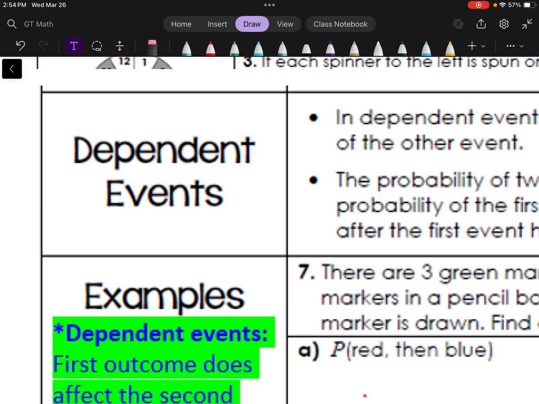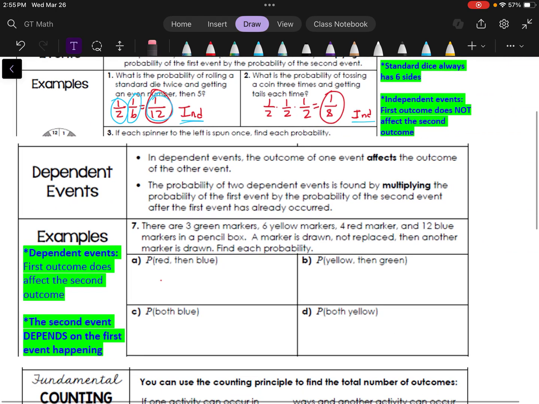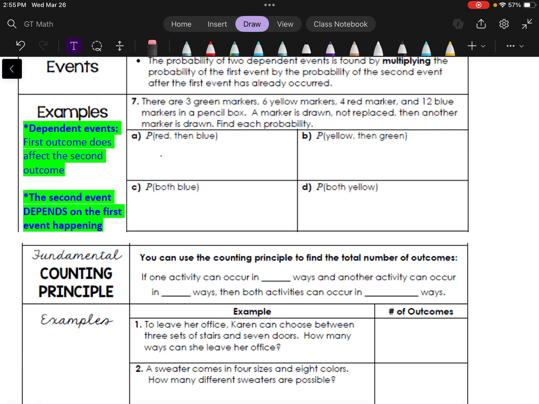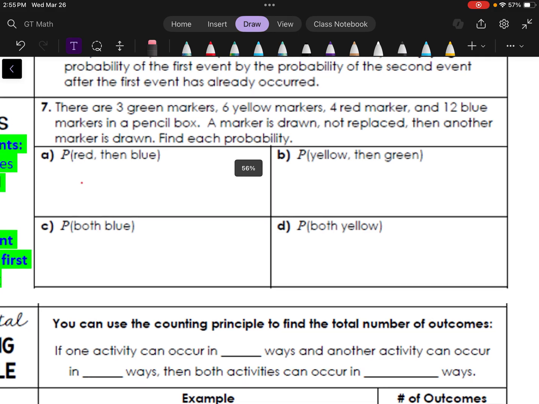This would be like taking a card out of the deck and not replacing it and then picking another card. Well, guess what? Now there's 51 cards, not 52, so your odds change there. And if you took one ace, you now have 3 out of 51, not 4 out of 52. So odds will change depending on the first event, okay? We'll give an example of this right here.